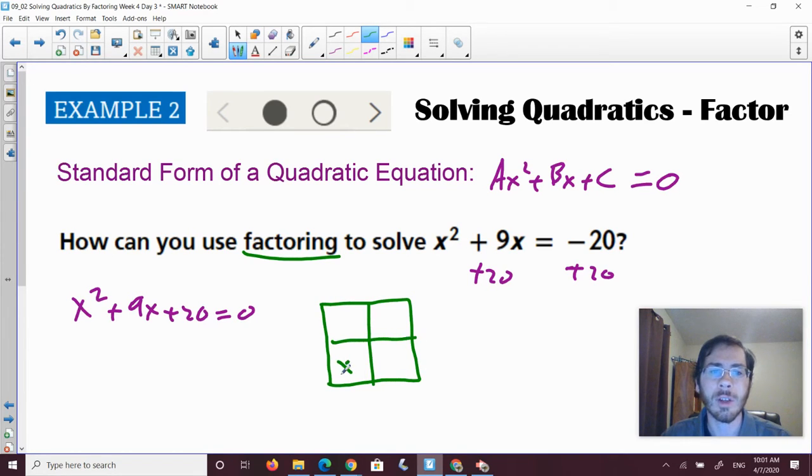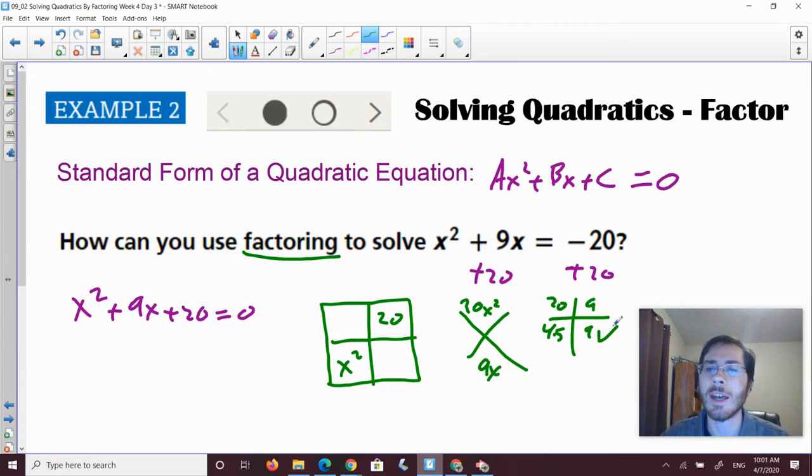We got x squared. We got 20. We got 9x. We got to find out what multiplies to x squared times 20, which is 20x squared. So it multiplies to 20, adds up to 9. So I'm thinking 4 and 5. 4 plus 5 is 9, so that's right. So I got 4x and 5x.